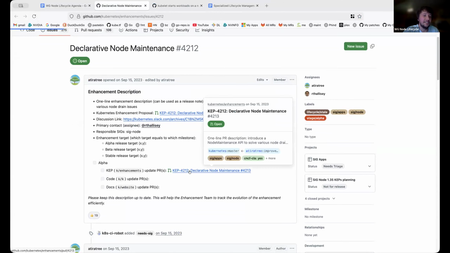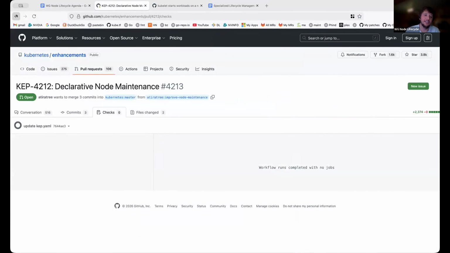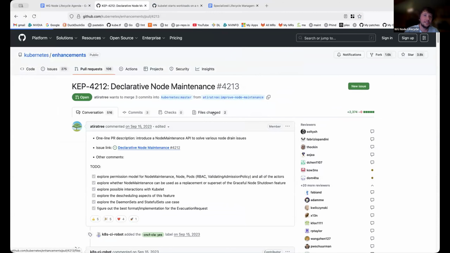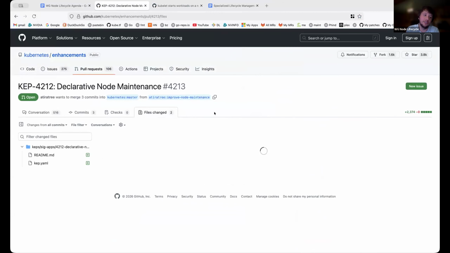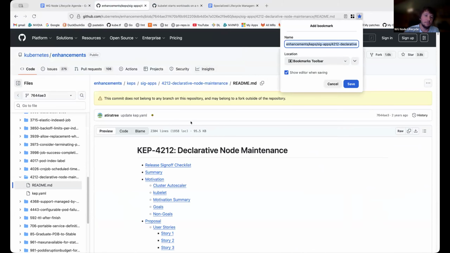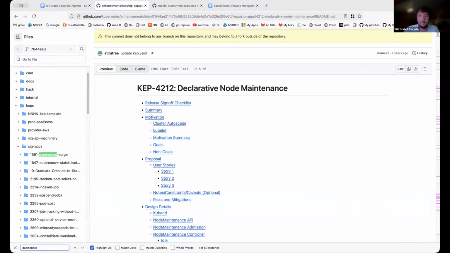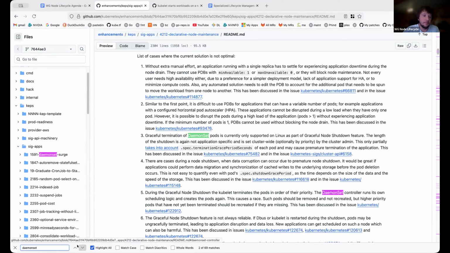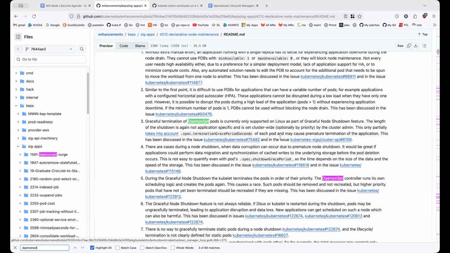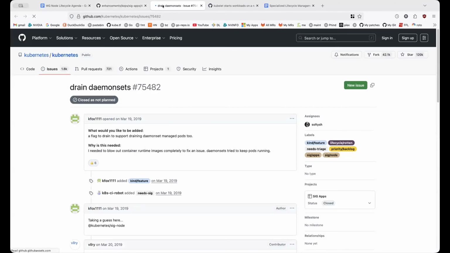So we are trying to promote the graceful shutdown to GA, and since it has been in beta for a long time, and I saw this topic in SIG Node tomorrow, this will be important for that, like how we want to approach this. Yeah, that's definitely a huge thing that I want out of this working group, getting graceful node shutdown to GA.